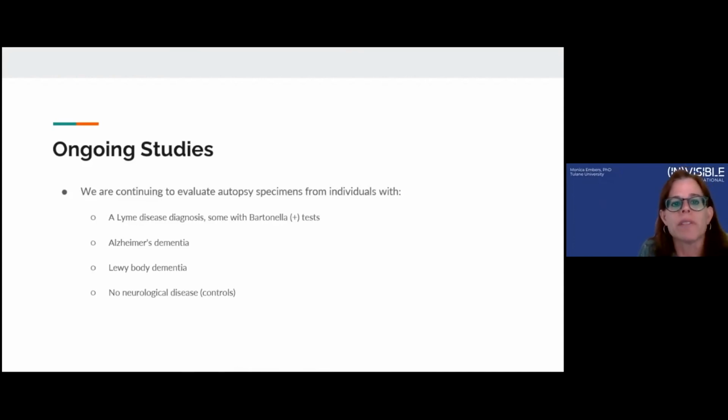In our lab, we're continuing to evaluate autopsy specimens from individuals with a Lyme disease diagnosis, some of which have Bartonella positive tests, patients with Alzheimer's dementia, autopsy specimens from patients with Lewy body dementia, and controls with no neurologic disease. And we obviously always attempt to obtain equal numbers of controls.